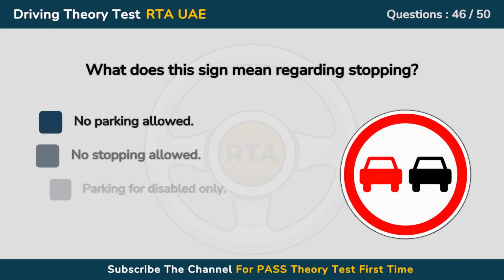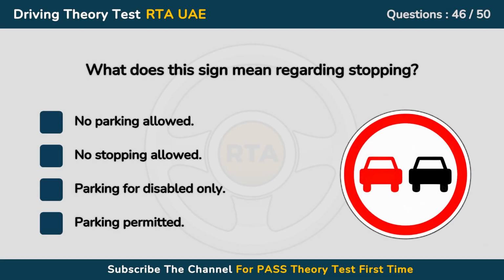Question 46. What does this sign mean regarding stopping? A. No parking allowed. B. No stopping allowed. C. Parking for disabled only. D. Parking permitted.